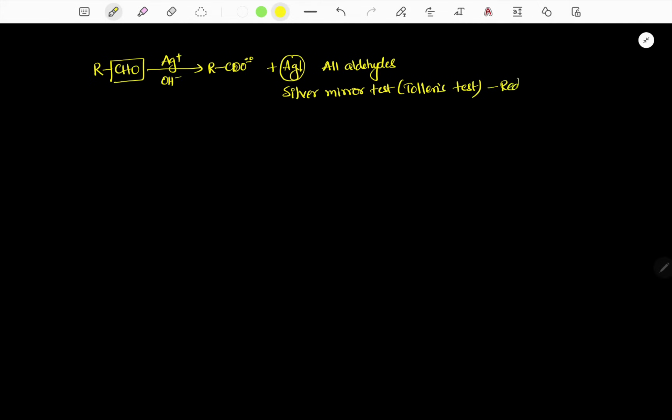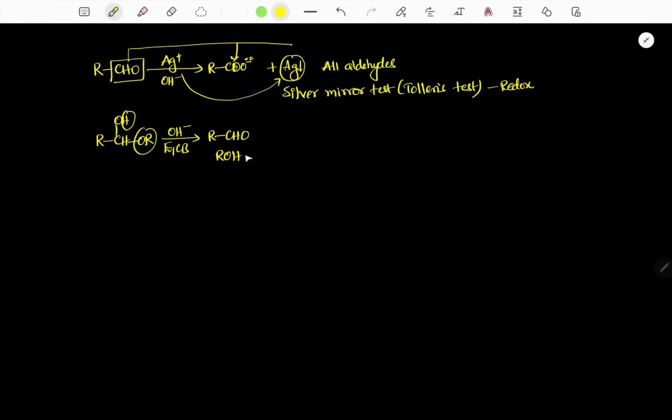And it is a redox reaction. It is a redox because aldehyde is oxidized and Tollens is reduced. Similarly, hemiacetal also. We know that hemiacetal in the presence of basic medium, through E1CB mechanism, proton and leaving group, forms the corresponding aldehyde and alcohol. Now this aldehyde part undergoes oxidation in the presence of Tollens reagent. It gives the corresponding carboxylic acid and silver mirror. So both aldehydes and hemiacetal give the Tollens test.